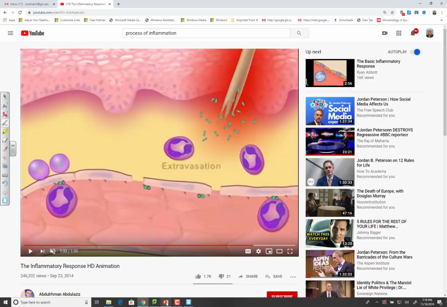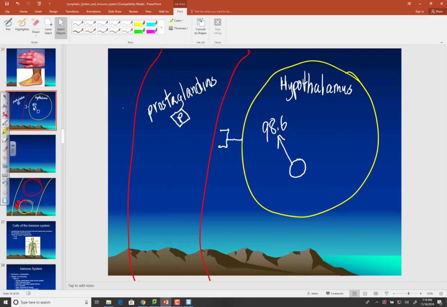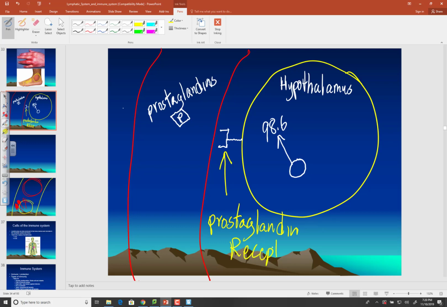You should remember from A&P the part of the brain that controls body temperature, and that's the hypothalamus. So, watch. You got prostaglandins in your blood. Why do you get prostaglandins in your blood? Well, you got an infection, right? And if the infection is bad enough and enough prostaglandins get released, then these prostaglandins are going to circulate in the blood. And you're not going to believe this, but on your hypothalamus, you got prostaglandin receptors.